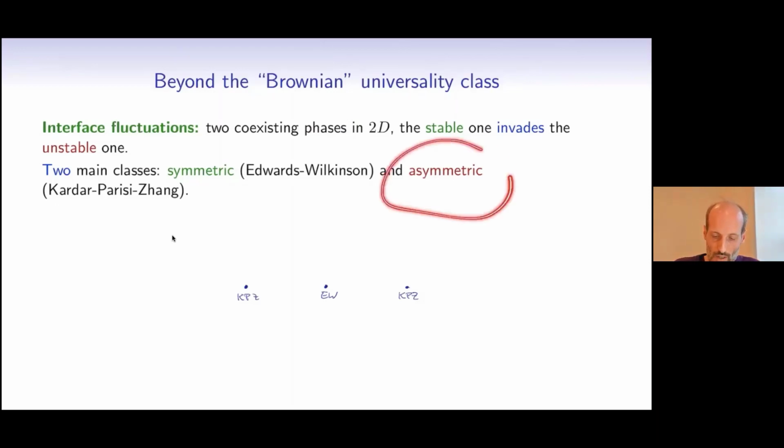But in the asymmetric case, where one region invades the other one, you have a different universality class. That's called the Kardar-Parisi-Zhang universality class. It's named after the three physicists who first described it in the 80s. And by the way, Parisi actually got the Nobel Prize last year, but not for that, for some different work that he did. I guess this was actually mentioned also. So you have these two natural objects here, one which is called the Edwards-Wilkinson fixed point, one which is called the KPZ fixed point.